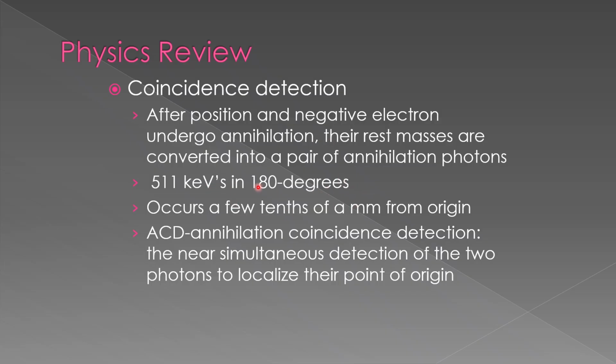Now, we say that, but it's traveling in waves and things like that. It's not going to be perfect 180 degrees, but for the sake of argument, that's what we say. They go opposite of each other. This occurs within a few tenths of a millimeter from the origin. Remember, that's where the effective positron range comes into play because sometimes it is a little bit further away than that. And then annihilation coincidence detection is a near simultaneous detection of the two photons to localize their point of origin.